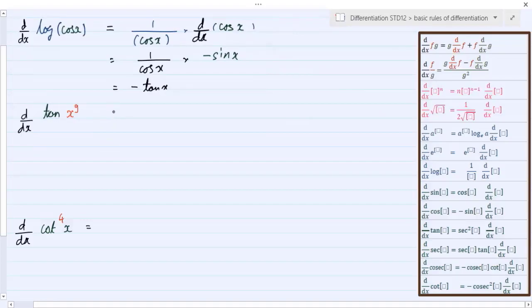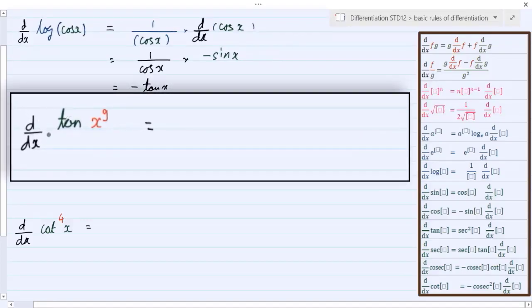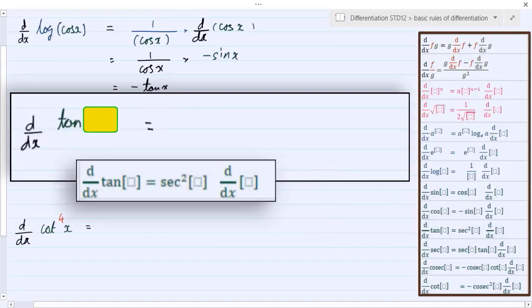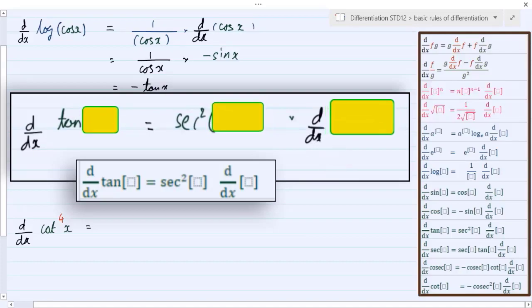Now let's move to the next question. Here we have to differentiate tan x raised to 9. Tan is your outer function and x raised to 9 is your inner function. So we have to consider box around the inner function. So let's consider box around x raised to 9. Now we just have to differentiate tan box, which is sec square box, into d by dx of box.